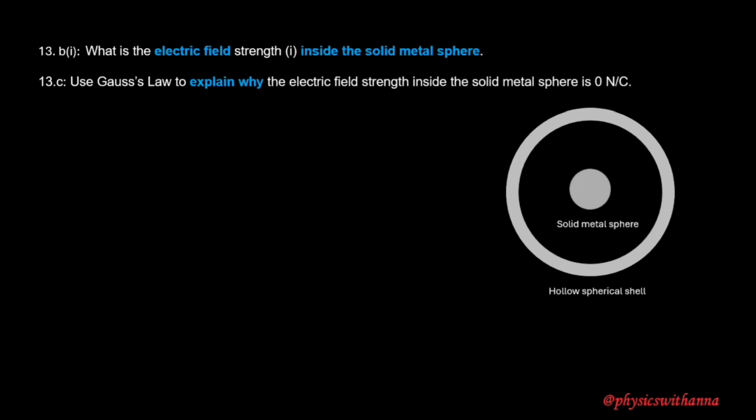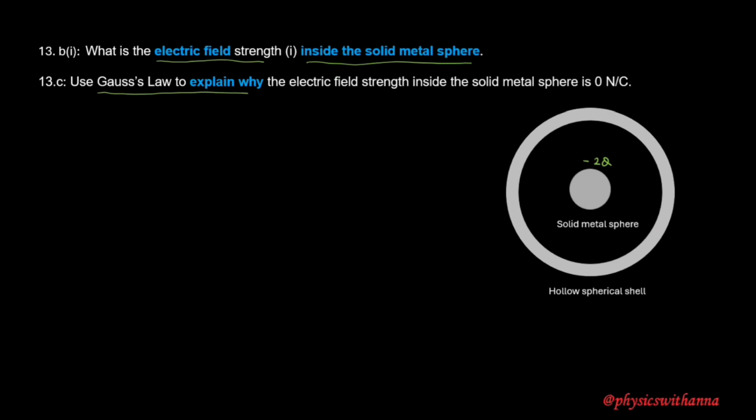Now let's discuss part B. In the first part of part B, they are asking you what is the electric field strength inside the solid metal sphere. And in part C of the same question, they want you to explain your answer using Gauss's law. Now we know that the charge on the solid metal sphere is negative 2q. And they want me to find what is the electric field at a point inside the metal sphere.